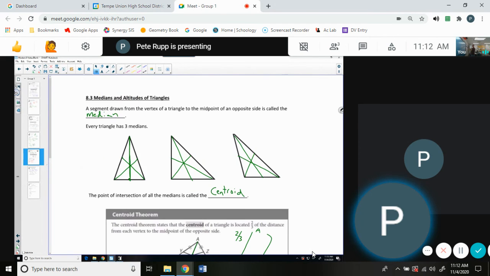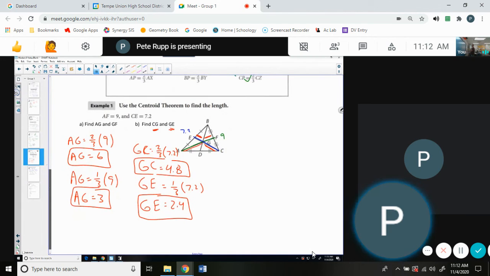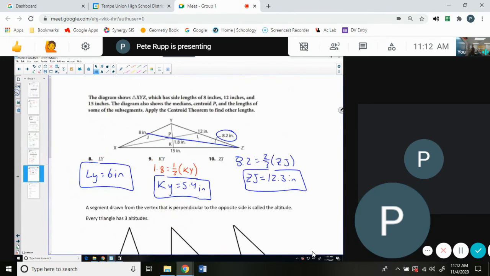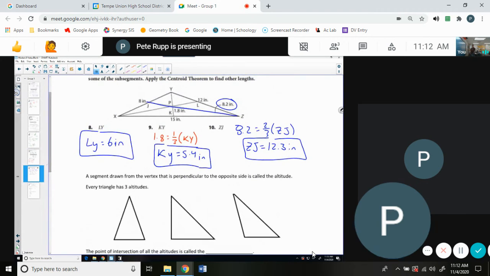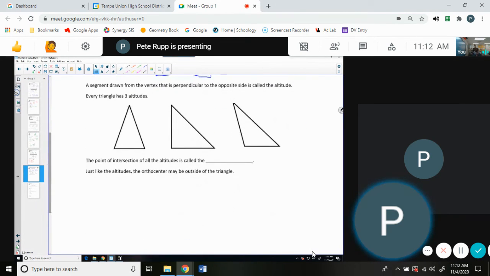Okay, so those ones were definitely a little bit trickier than the example that I did. I would tell you that probably on the test it's going to be more like the ones we did earlier, where it gives you the whole segment and asks you for 1/3 or 2/3 of them. But it could be one like this also, where it gives you the 1/3 or 2/3 part, and you have to find the whole thing. So it could be any of them. The last thing we're going to do on this particular section is talk about an altitude.